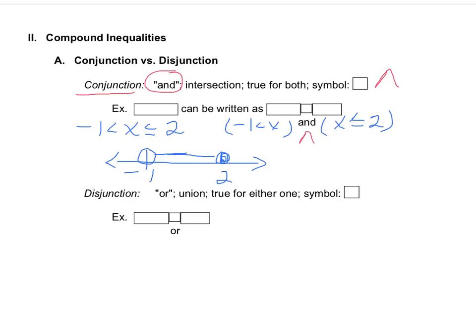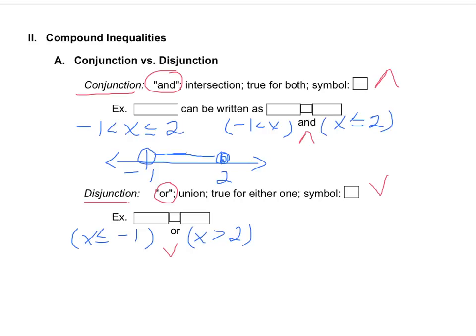If I was to have a disjunction, which means the word or, it's only going to be true for either side, which means nothing in the middle is going to be shared. So basically, my circles here will not connect. The symbol for or looks like a V. So here's actually the example. The example could be x is less than or equal to -1, or x is greater than 2. And again, instead of writing the word or, they may also put this symbol in, which means or.